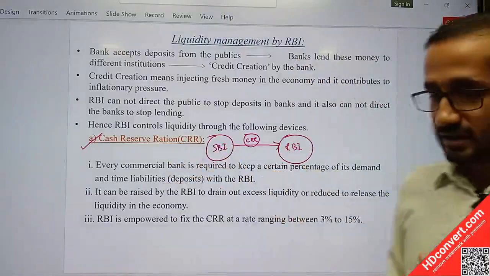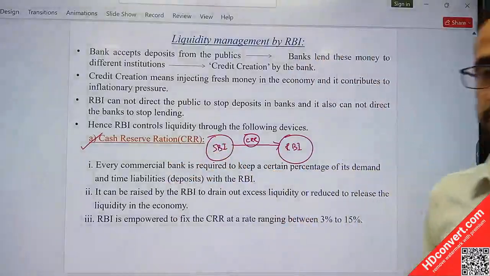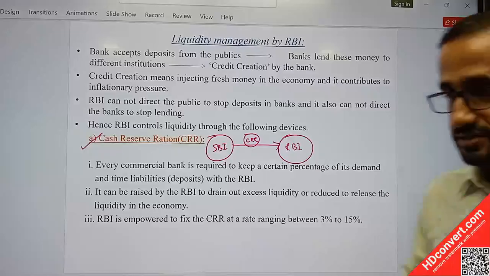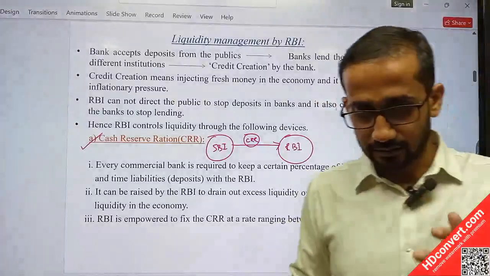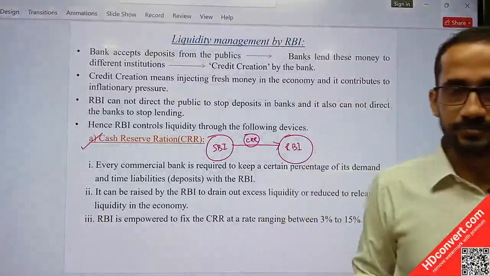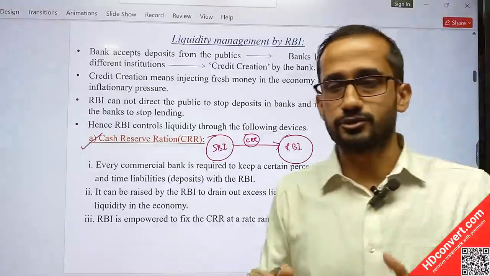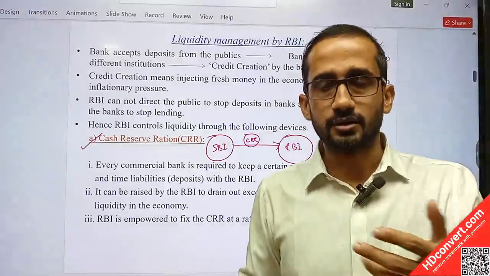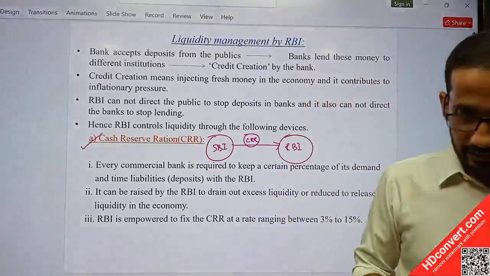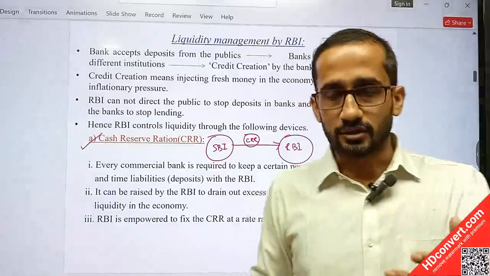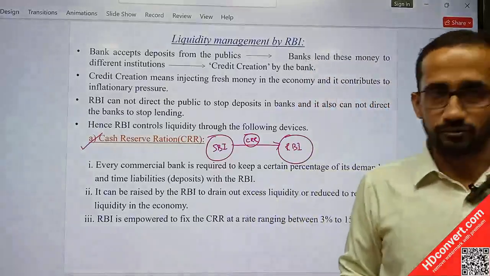Now, when there is inflation. What is inflation? When liquidity is high, when money supply is high, and in equivalent to that there is no creation of goods and services, that leads to inflation. There is more money with the people, but in equivalent to that there is no creation of goods and services. That will lead to inflation.